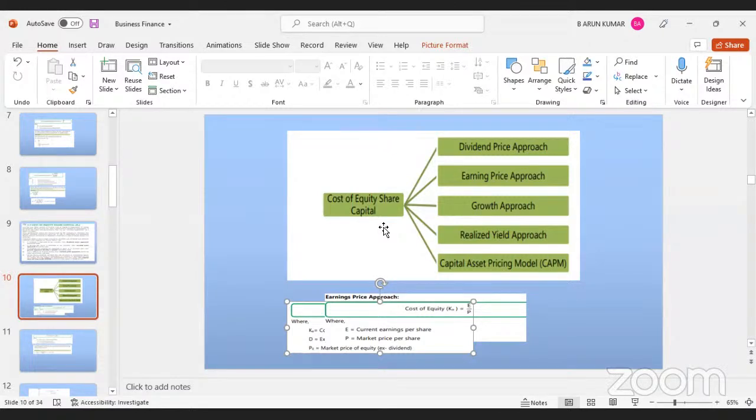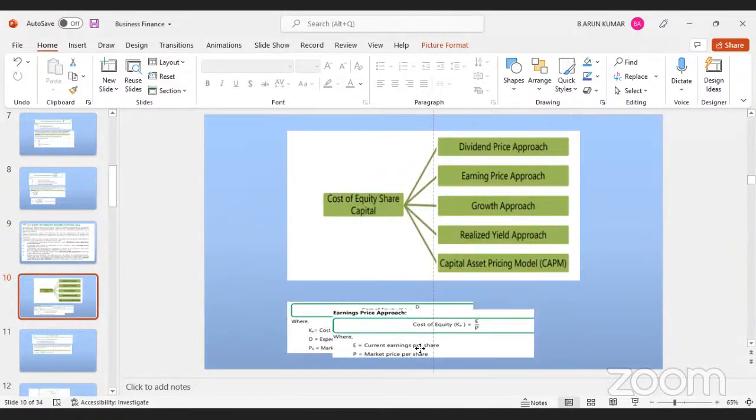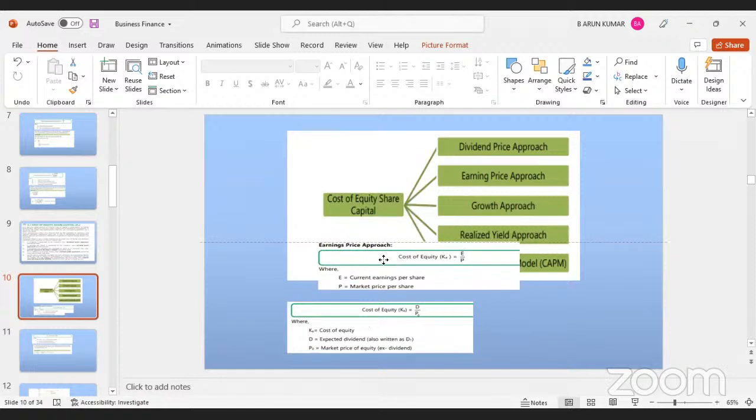For calculating the cost of equity, we use these five methods. The first is the dividend price method, the second the earning price method, the third the growth method and realized yield, and the last the capital asset pricing model. In this, first, the earning price approach.